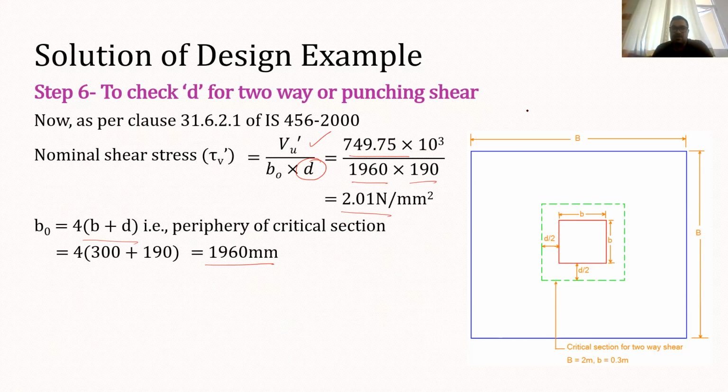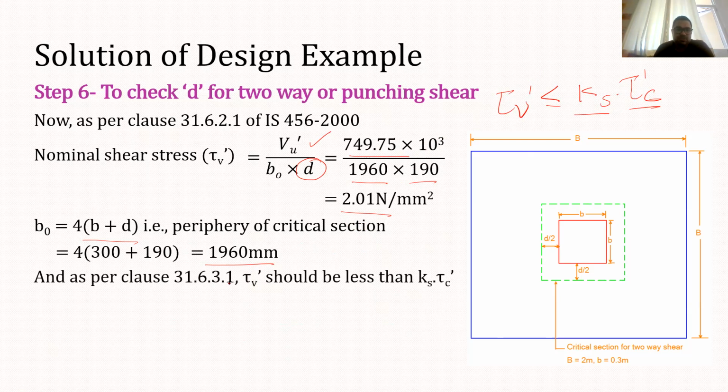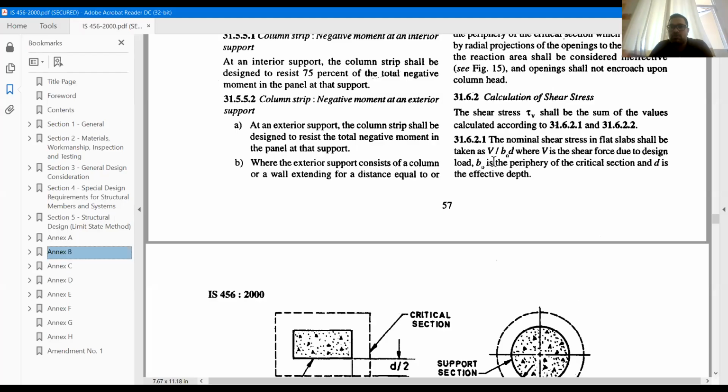Now, as per the condition, tau V dash should be less than or equal to Ks into tau C. Now, what is Ks and what is tau C dash? How do we find it? For finding this, we refer to this clause to find the value of Ks and the value of tau C dash. First we will see this clause, where I will show you the formula to calculate the Ks value and the tau C dash value, and then we will come back to this. Showing you the code.